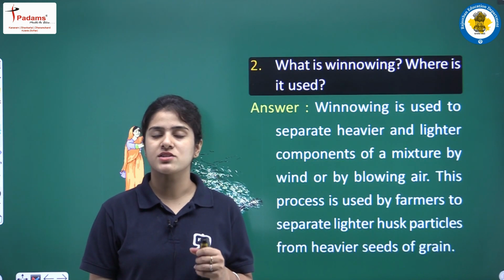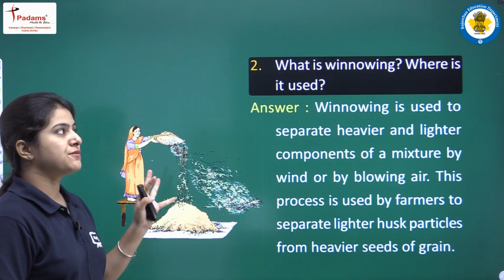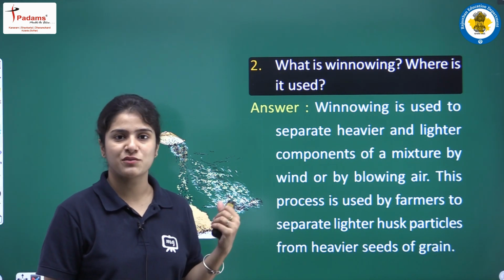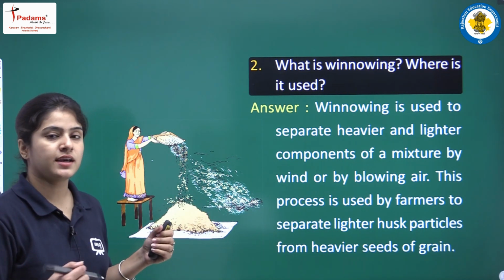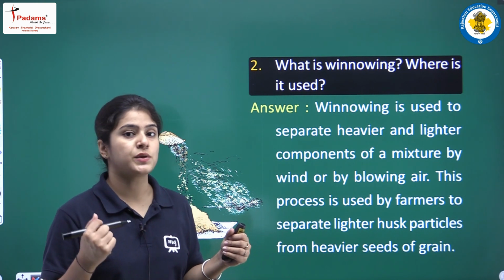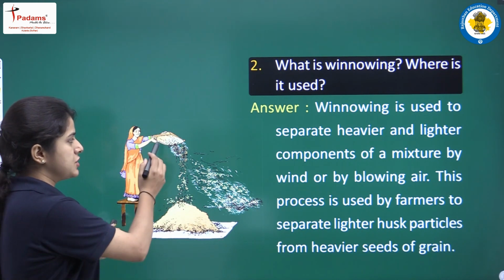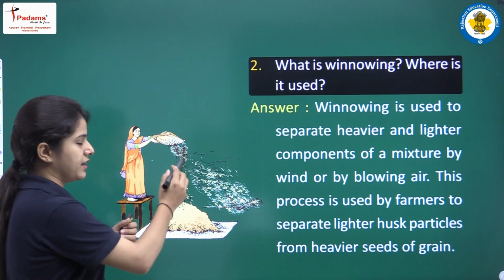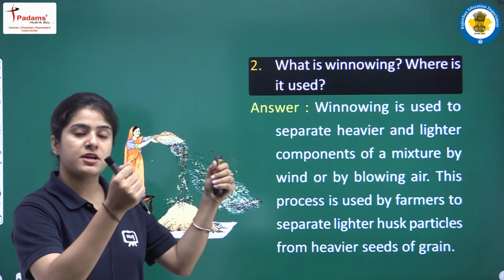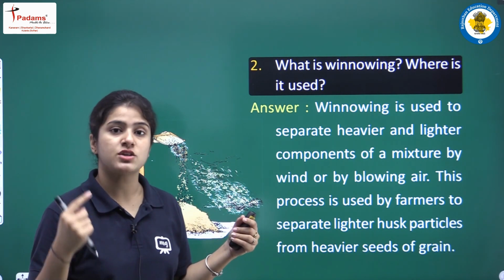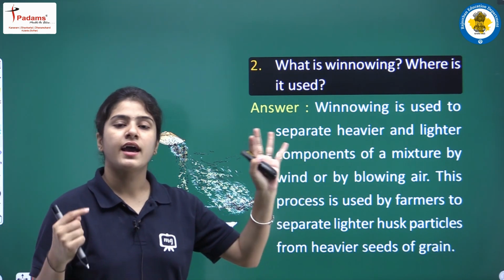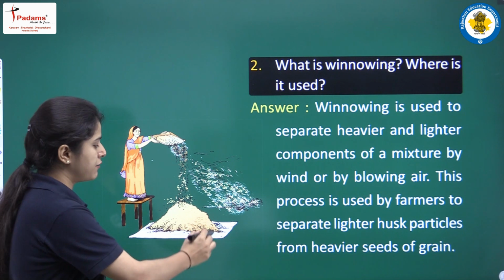The second question says, what is winnowing? Where is it used? We have discussed it in the first class of this chapter. Winnowing is a process of separation. In this process, what will happen? This is a woman, she is using this particular strainer, and with the help of this she is standing at some height and letting the mixture go. What will happen? With the direction of wind or air, the lighter particles will fly away with the direction of the wind and the heavier particles will settle down and form a heap.